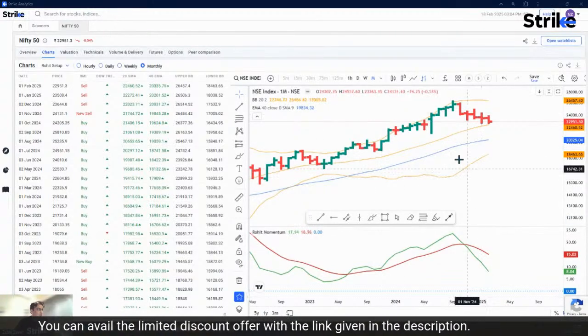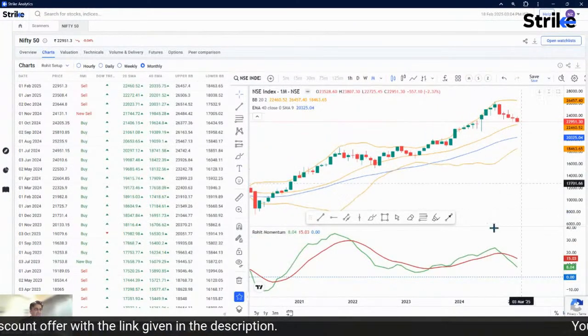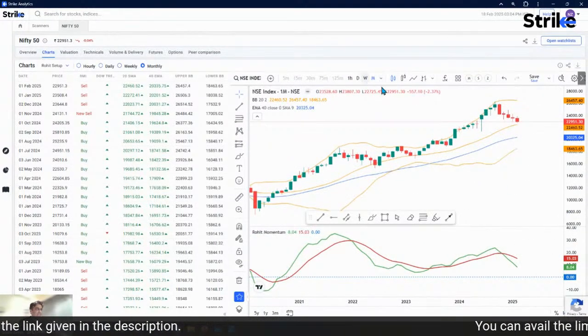On the monthly time frame chart, what you can see is that Nifty is currently in a sell mode.